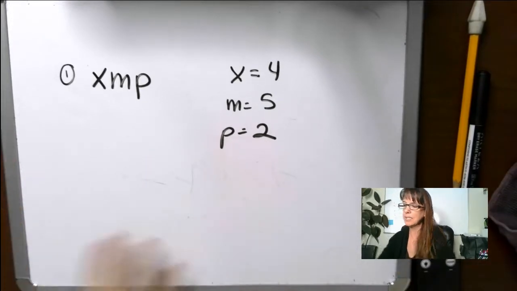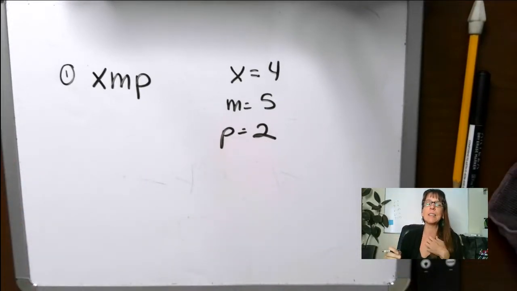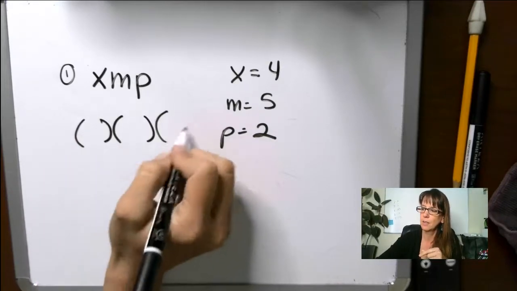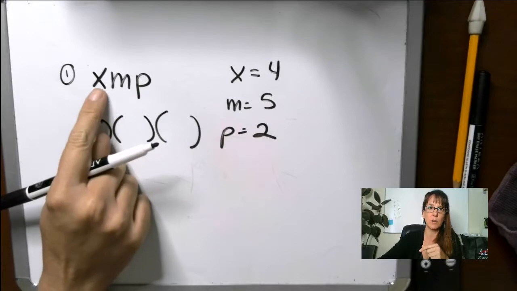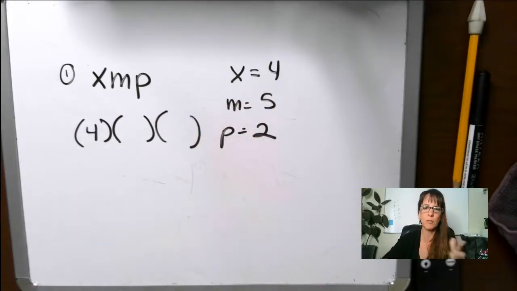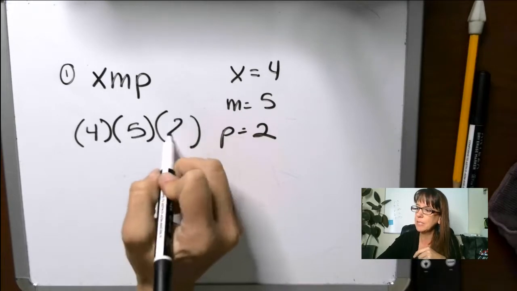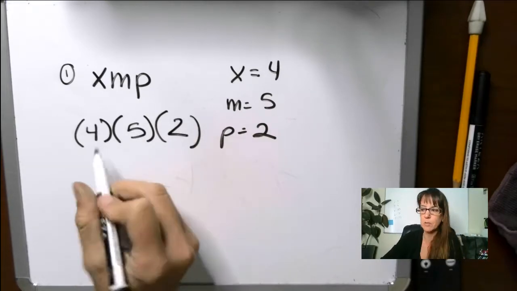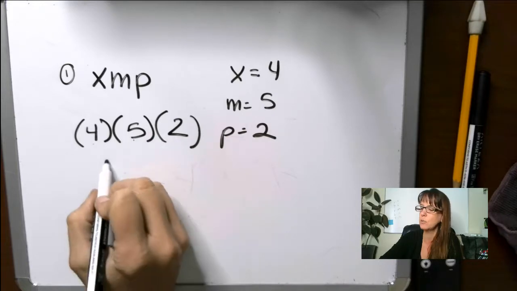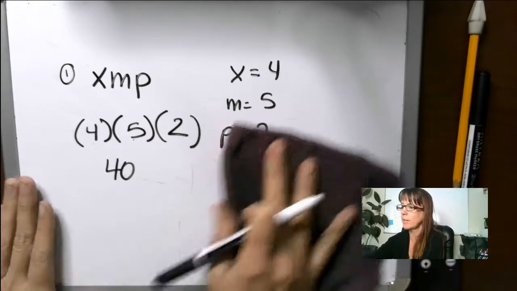The Saxon problems get much more difficult much more quickly, so I'm going to show you a way to do it. It seems a little bit of an overkill, but when we get into the opposite of the negative of the opposite, you're going to be like, thank you, we have parentheses. So every time you see a variable, throw some parentheses down. Then where the x is, we insert a 4, for whatever the variable is, we put that in. M is 5, P is 2. That means multiply all those. 4 times 5 is 20, times 2 is 40.